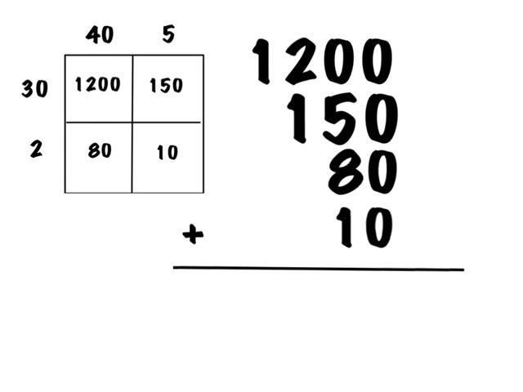Once my matrix is completed, I just have to add all of my components together to get the product of 32 times 45. I will add 1200 plus 150 plus 80 plus 10. When I add all of my zeros together in the ones column, I get 0. 5 plus 8 plus 1 gives me 14. I'll carry my 1. 2 plus 1 plus 1 gives me 4. And I'm left with 1 in my thousands place.